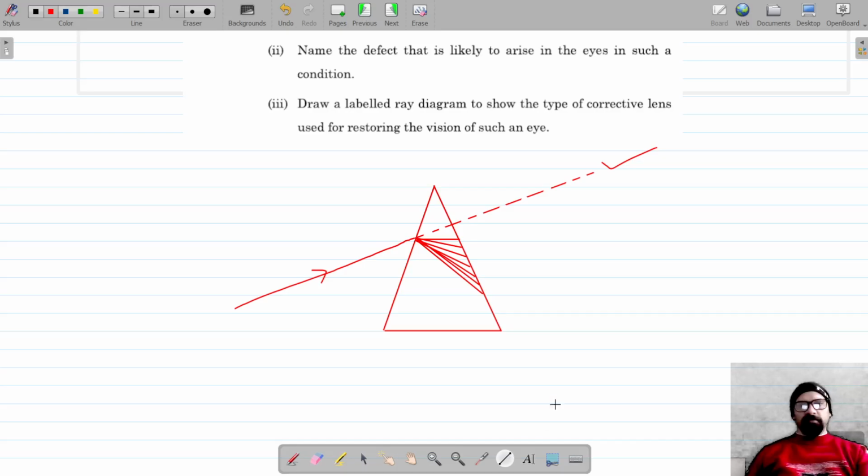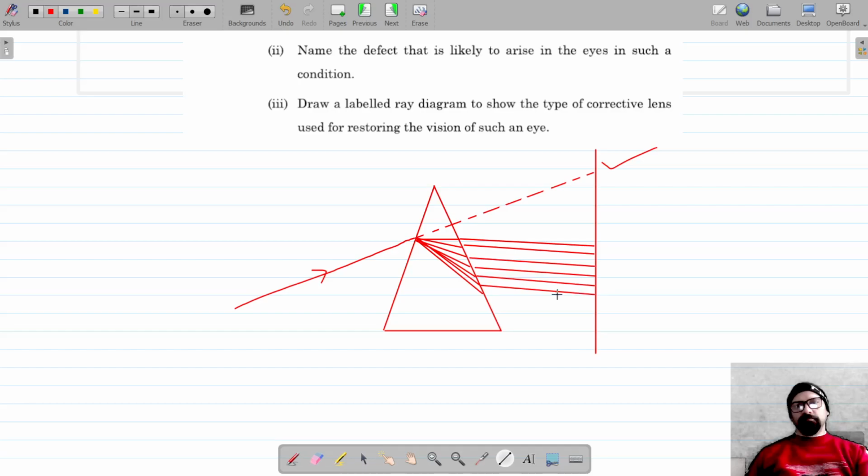And if this is a screen, this will be the band of seven colors, which is called a spectrum. And the acronym used to remember these seven colors is VIBGYOR. So violet, indigo, blue, green, yellow, orange, and red. So this is the band of seven colors, which is called spectrum.